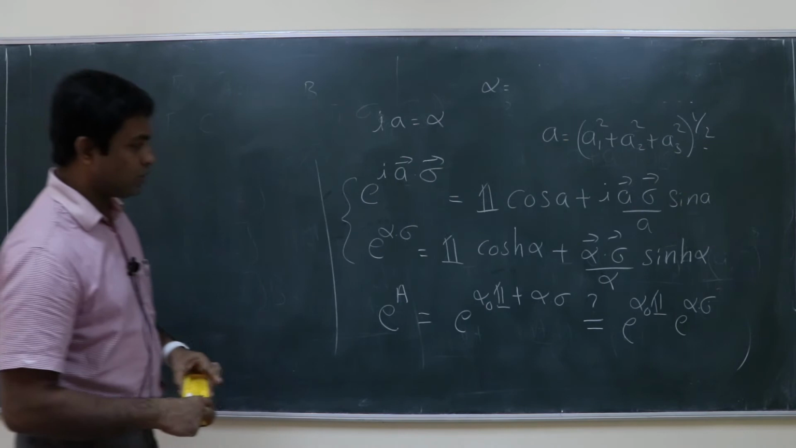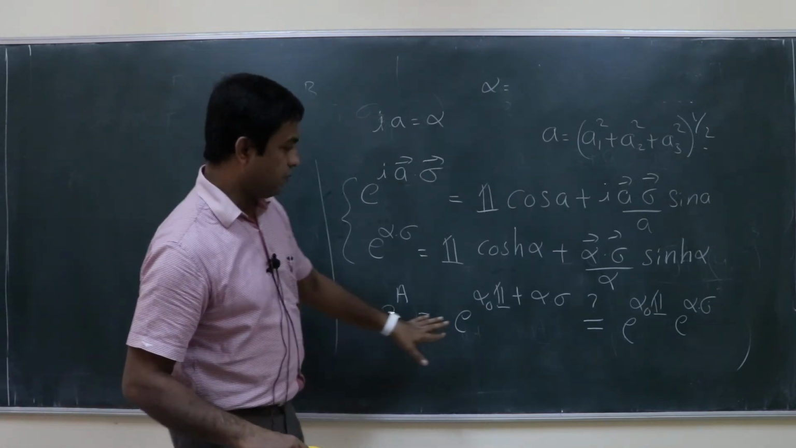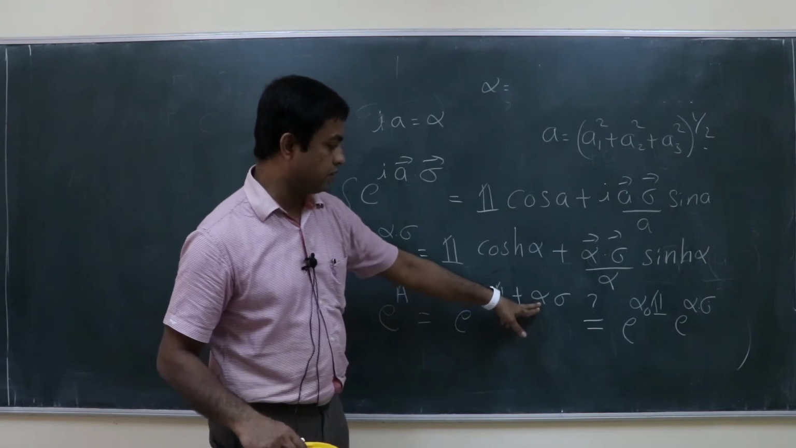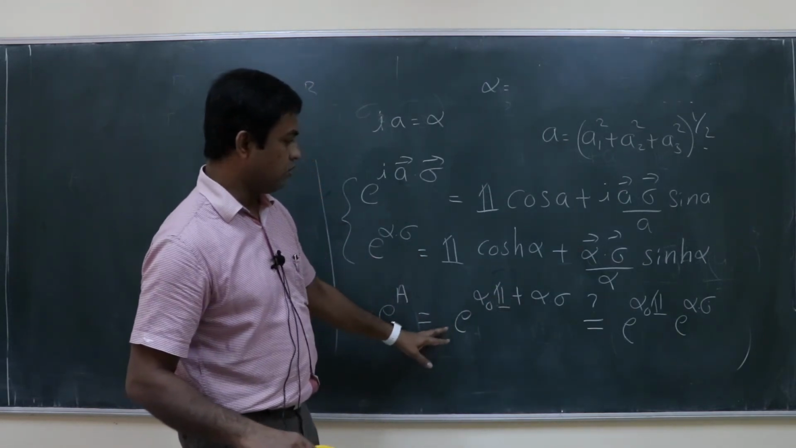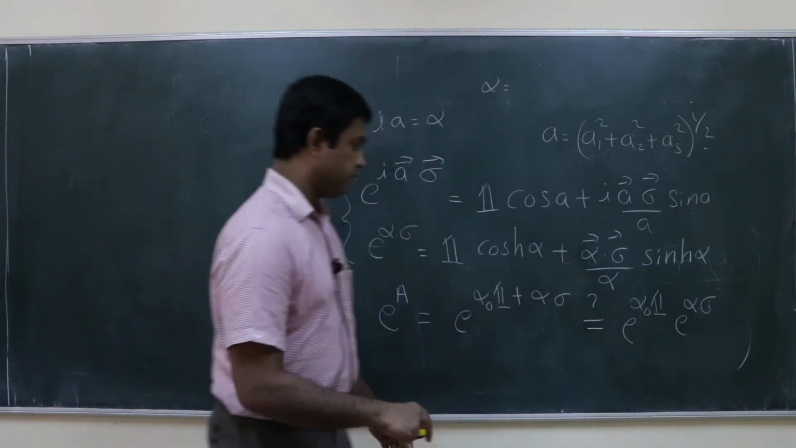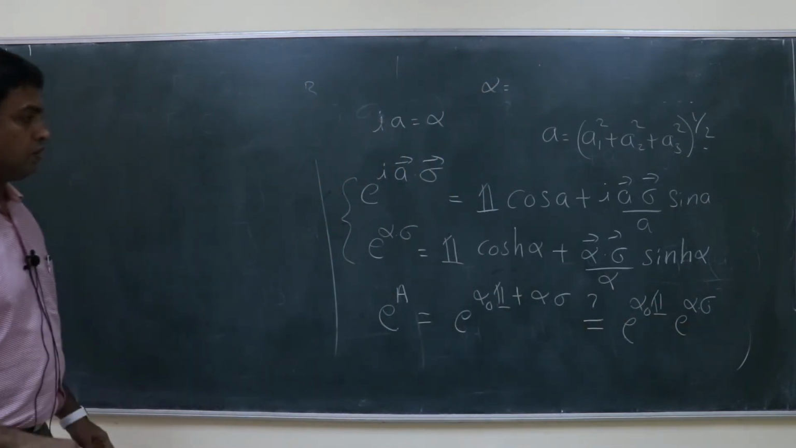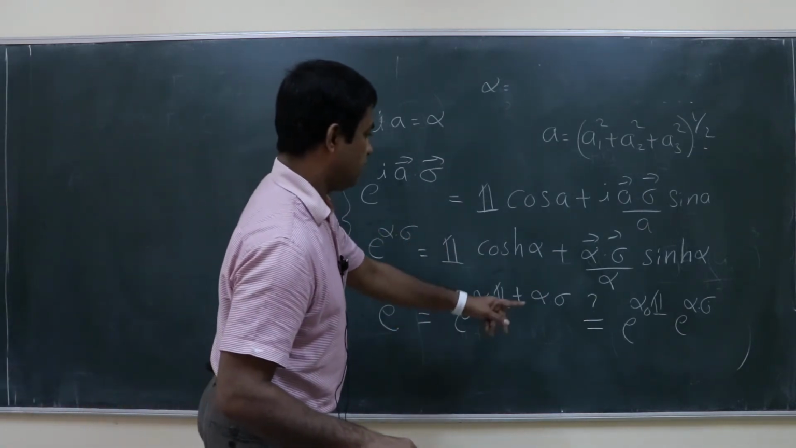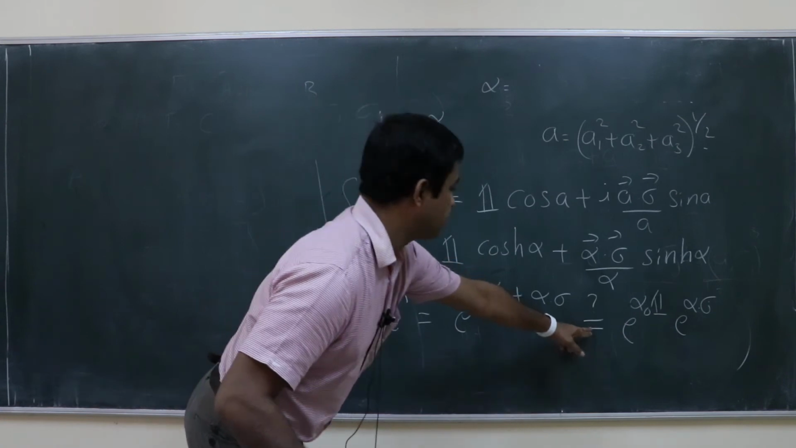Okay, so coming back to the problem. Because the identity matrix commutes with any matrix, I can write down e power a plus b is equal to e power a into e power b. So what will be this result then? What will this be equal to?